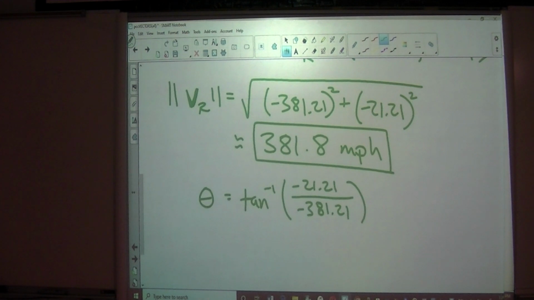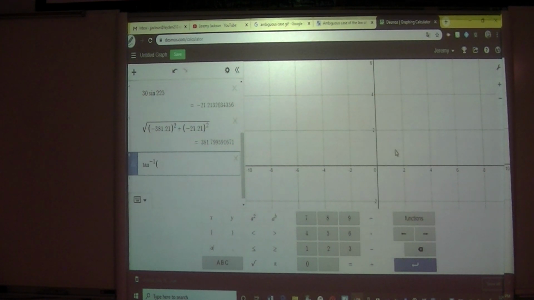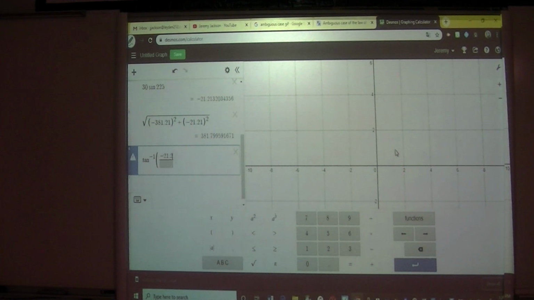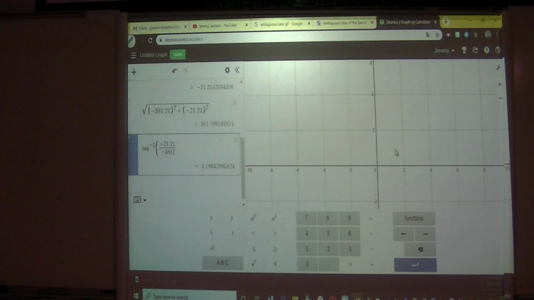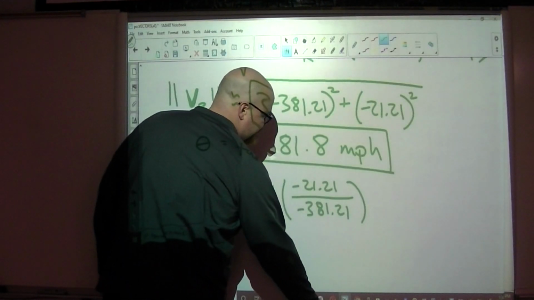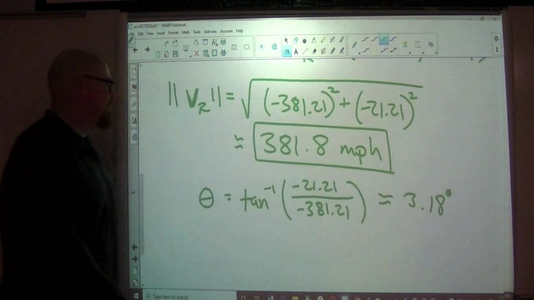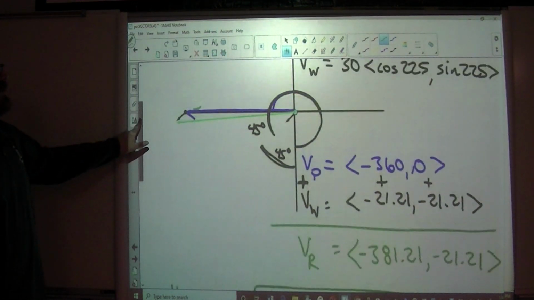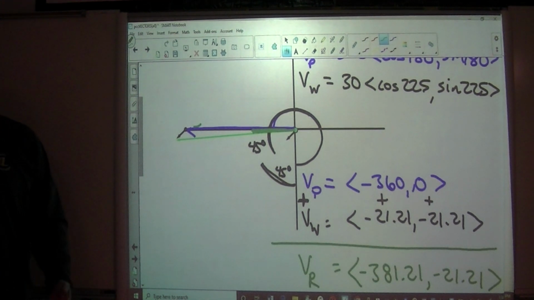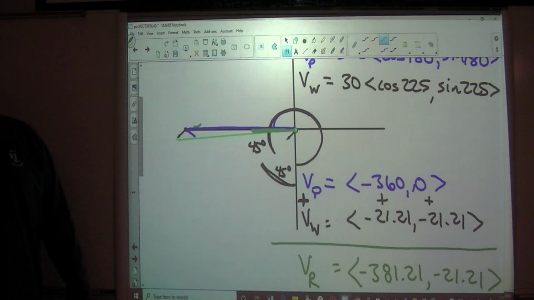Now, as far as the direction angle is concerned, the inverse tangent of negative 21.21 over negative 381.21. We get 3.18. Okay, 3.18 for this. So approximately 3.18 degrees. What is that 3.18? We've seen a few of these problems now. 3.18 is talking about, you can hardly even see it, it's so small, right? It's talking about the reference angle. The angle formed by the vector and the closest x-axis. So that little guy is 3.18 degrees.